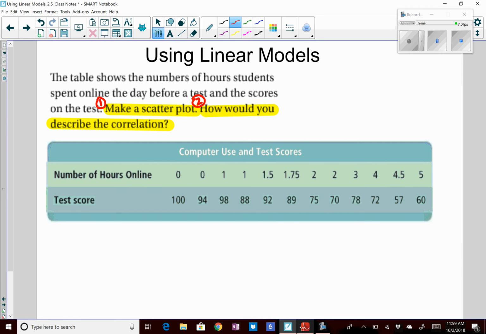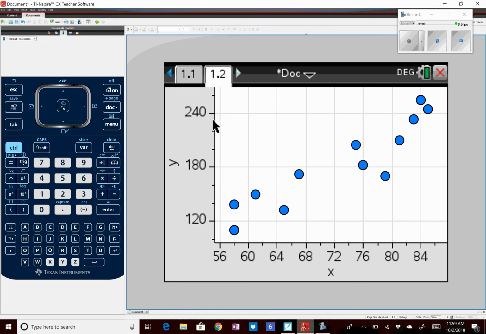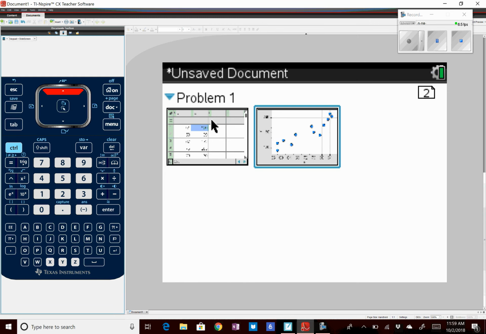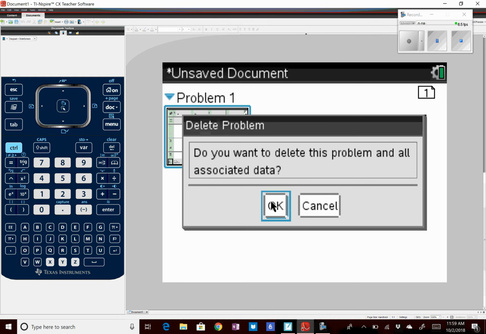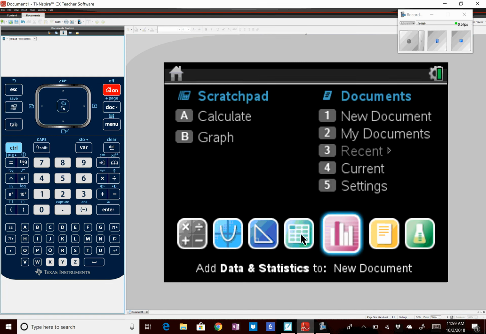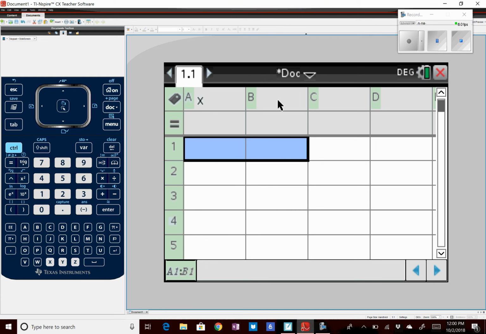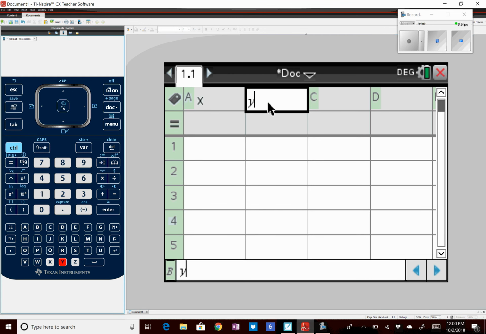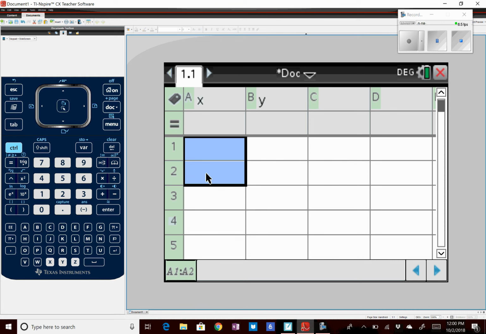Let's get the calculator back. And what I'm going to do is delete these because we're done with the first problem. All right, so we'll call up another list and spreadsheet page. Again, we'll put X at the top. Okay, Y in the top of the second column. And we're ready to enter the data.